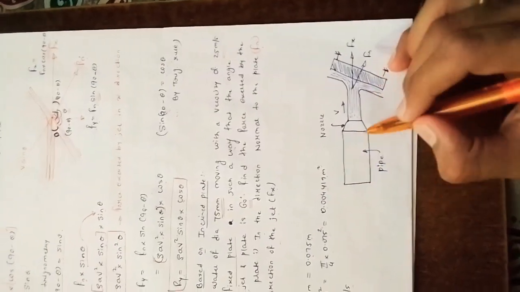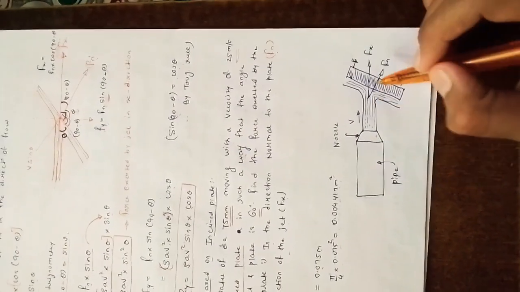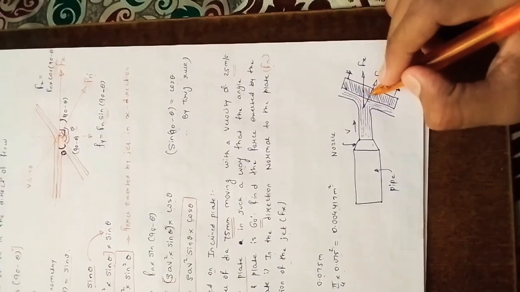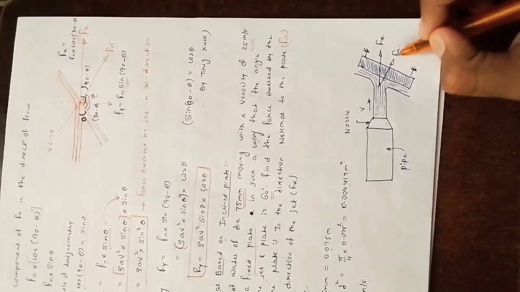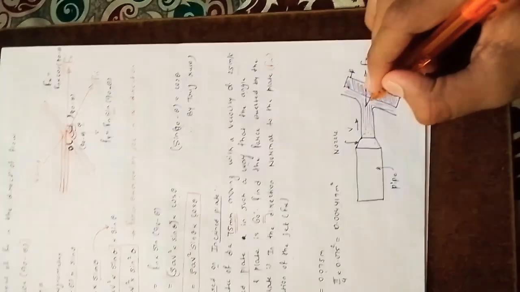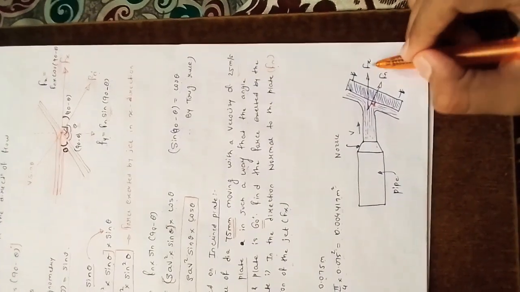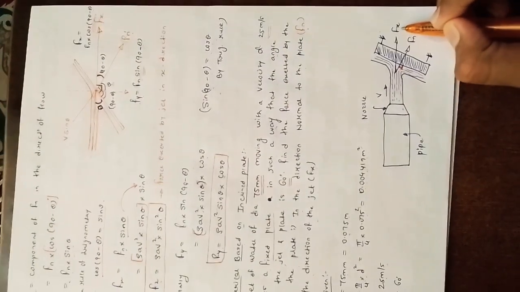On the given basis, we can draw a diagram. So this is the pipe, this is nozzle, this is the plate, and this is the jet of water striking on the plate. This is the direction of Fn, normal to the plate, and this is Fx, the force exerted on the plate in x direction.